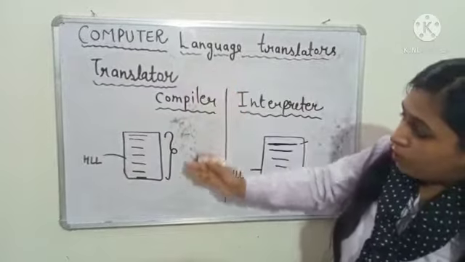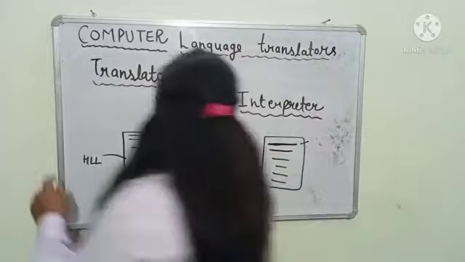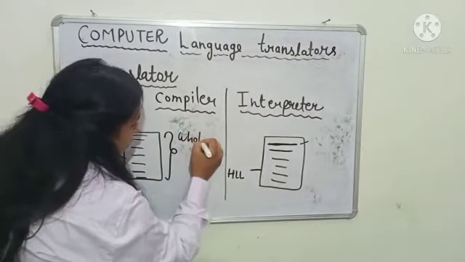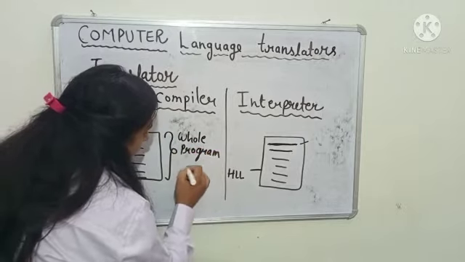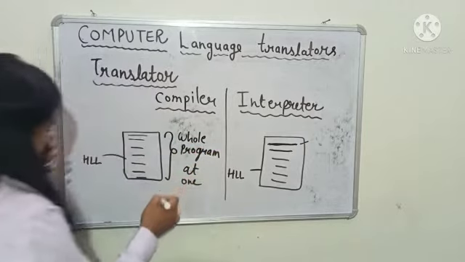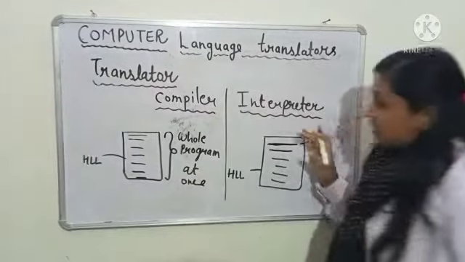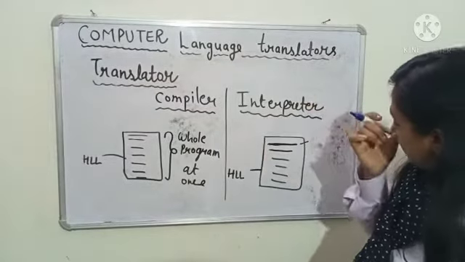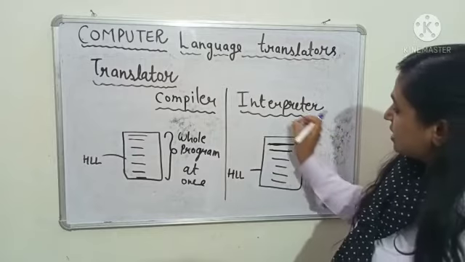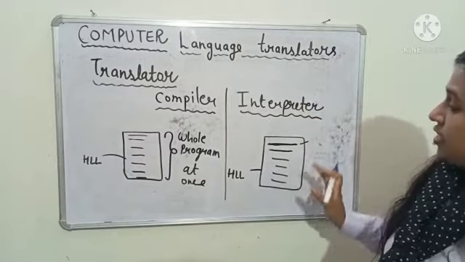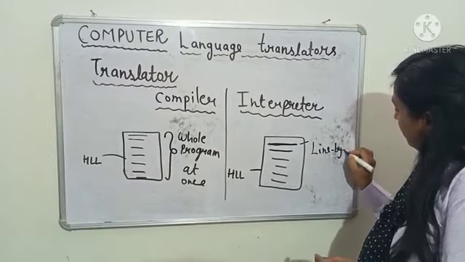The compiler scans the whole program at once, at the same time. But in the case of interpreter, it scans the program line by line. The interpreter scans the program line by line.